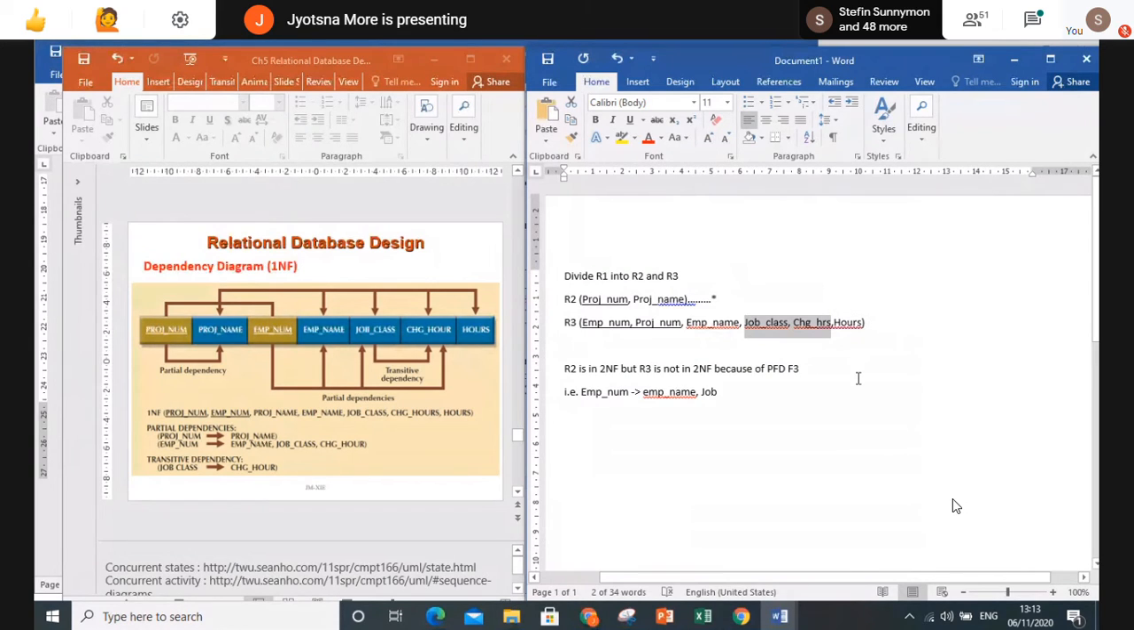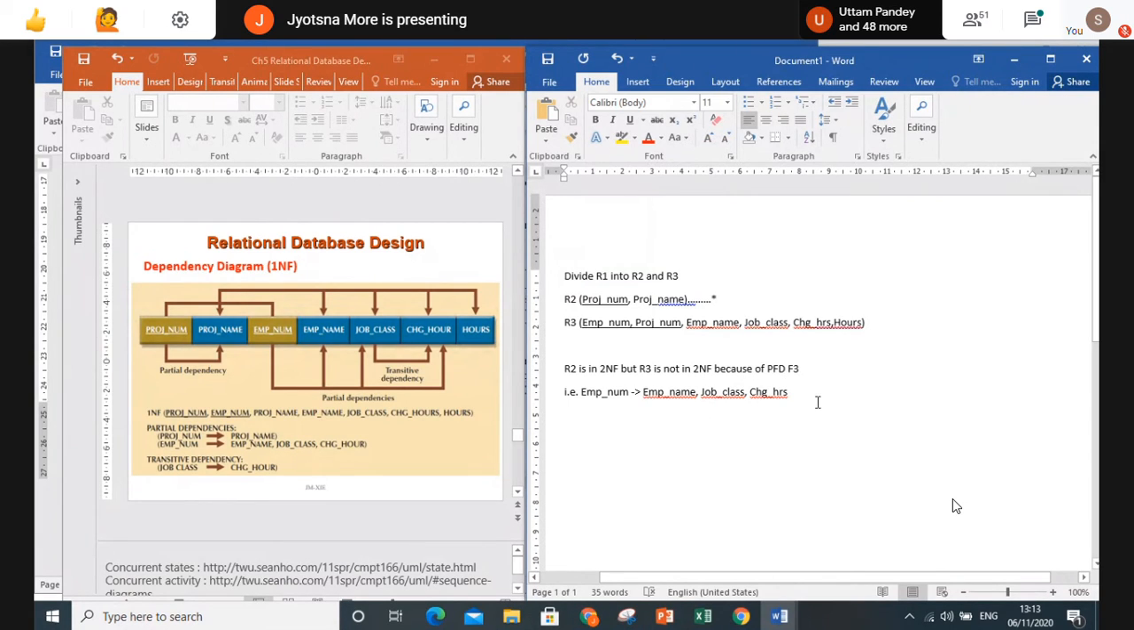It is not having hours with it, right? So we'll take only whatever is given in that partial. We have that employee number determines employee name, wherever letter is small you can take care. Employee name, job class and charging hours. This is my F3, correct?